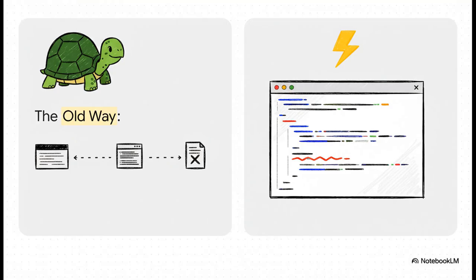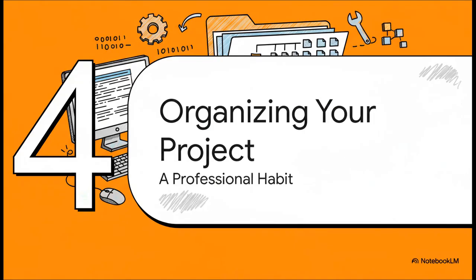And here's what that actually looks like. The old way involves so much context switching. You're jumping back and forth, and it's slow, and it breaks your focus. The IDE way gives you instant feedback. You see that little red squiggly line? That tells you there's a problem before you even bother to run the code. The loop goes from minutes down to seconds. It's a huge difference.